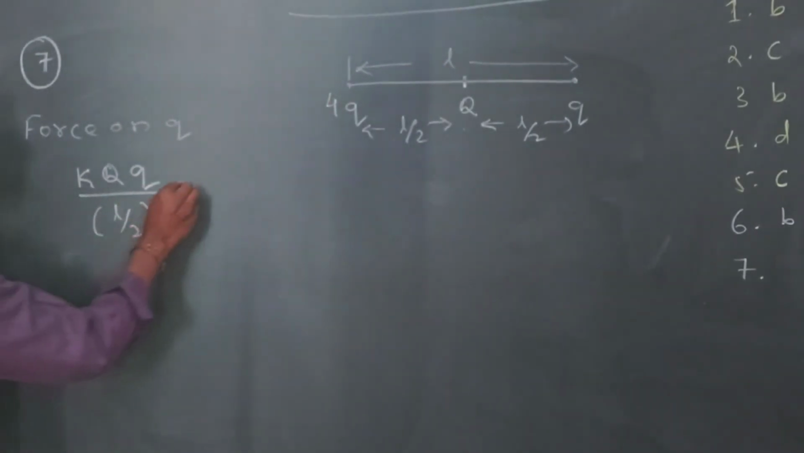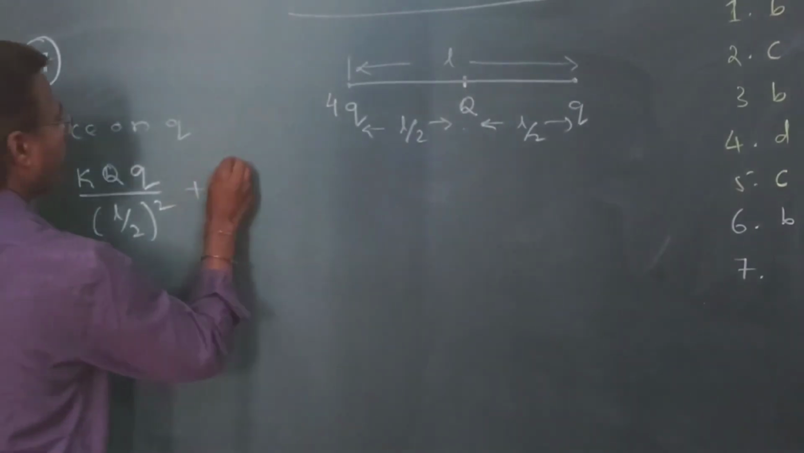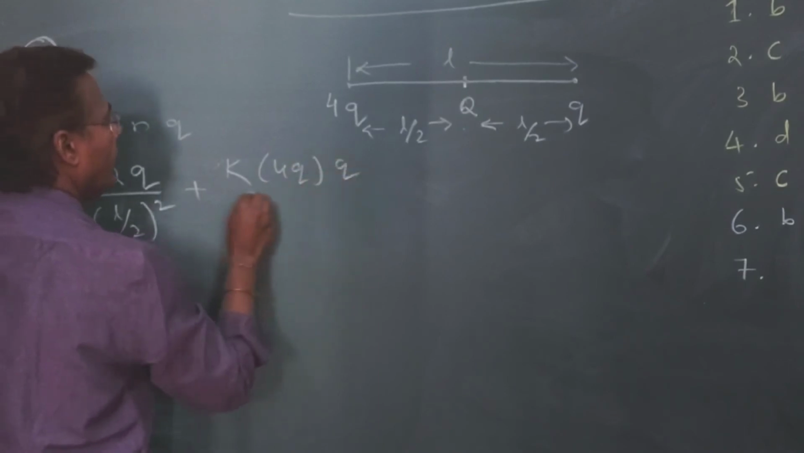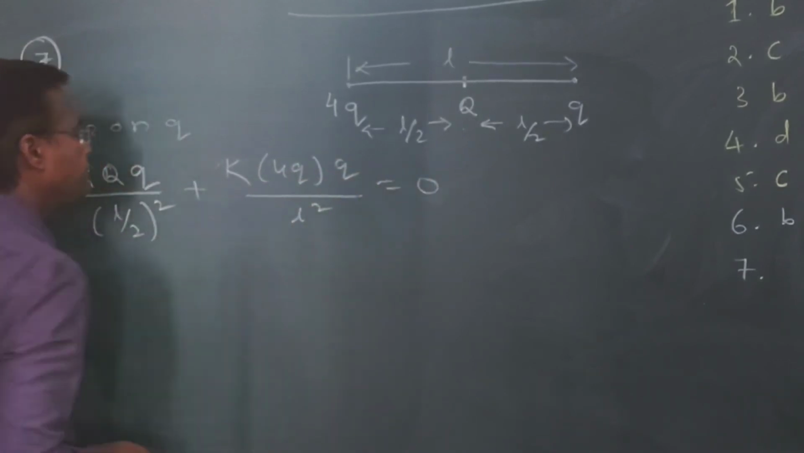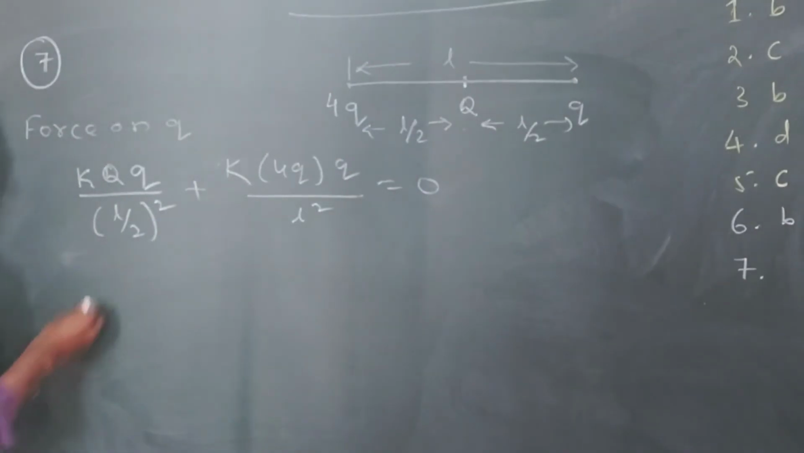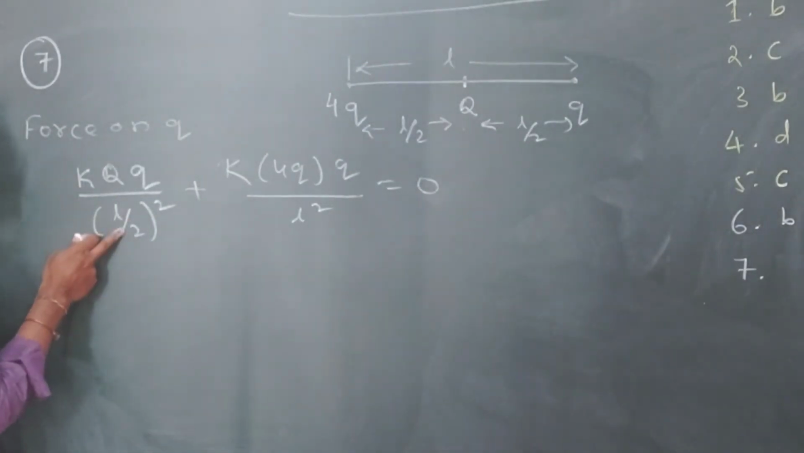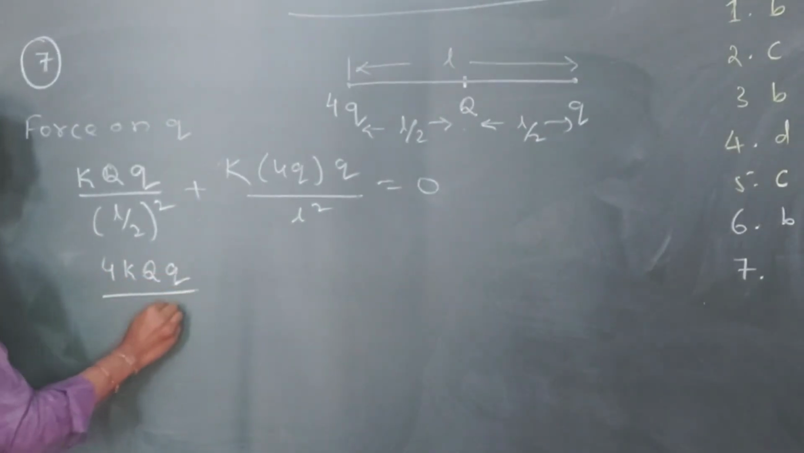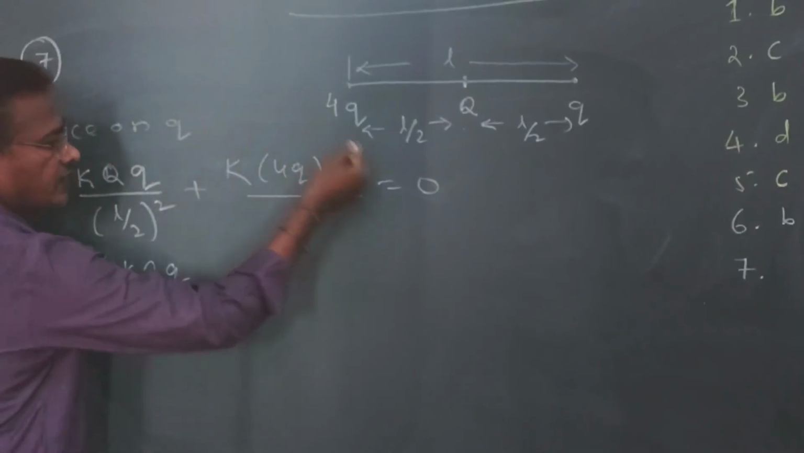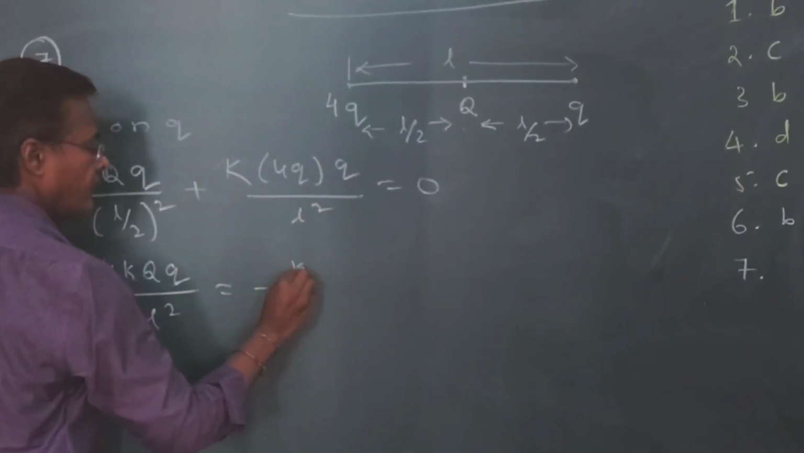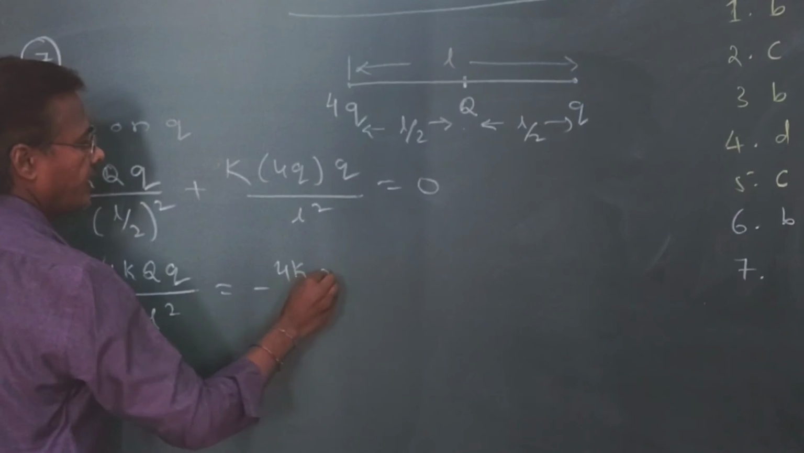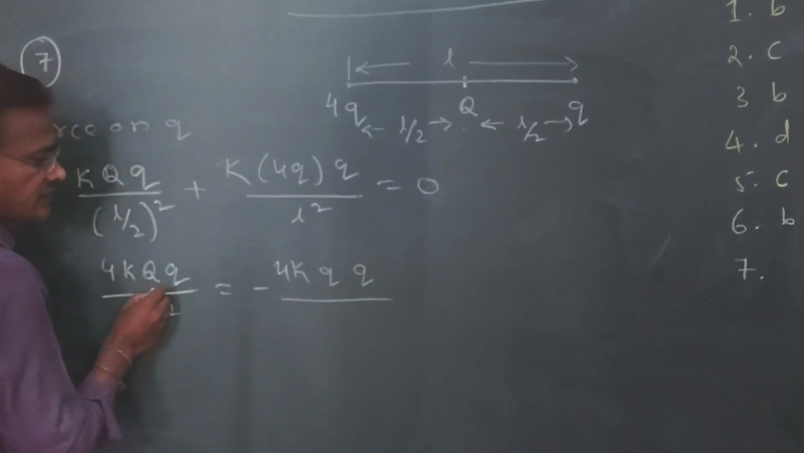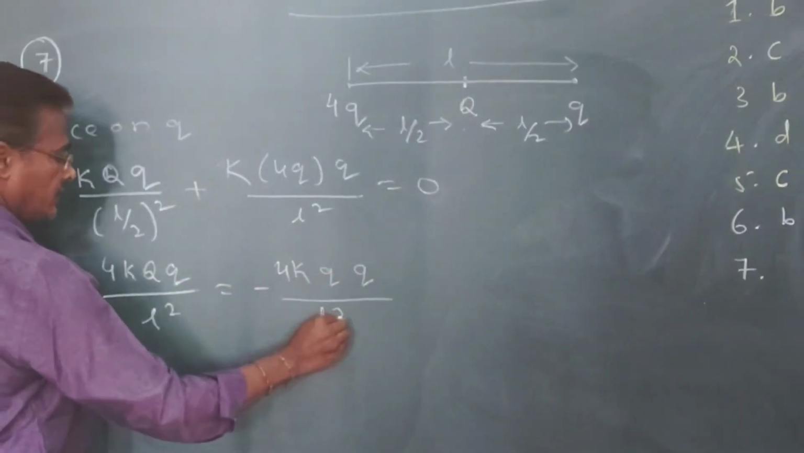Another one we can see: plus 4k into this charge, 4q into q divided by L square equal to 0. Now this will go up, that is L square, so that is 4kq divided by L square. This is minus, that side it will be going. So that is minus 4k, q into q. Why am I writing q into q? Because here we are going to get q square.